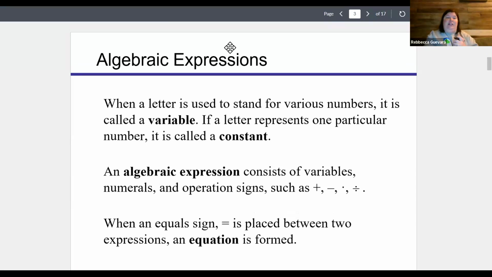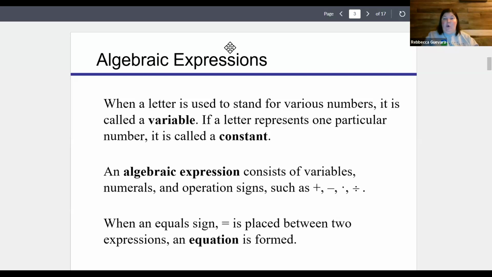Okay, so just a little bit of terminology. When a letter is used to stand in for a variety of numbers, not necessarily a single number, that's a variable. Variable derives from vary. There's something that changes. So when we talk about a variable, we're just using something to substitute the variety of numbers we can put in there. And usually what we use is just a letter.